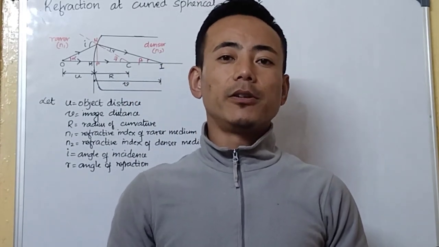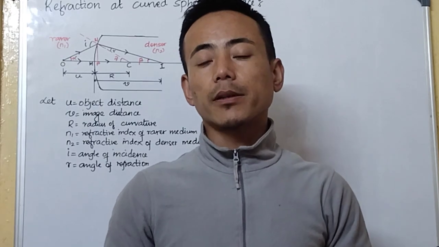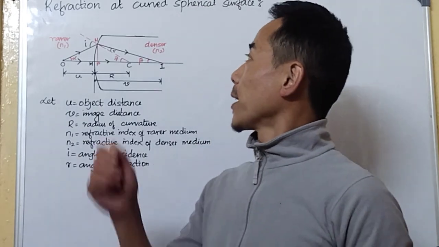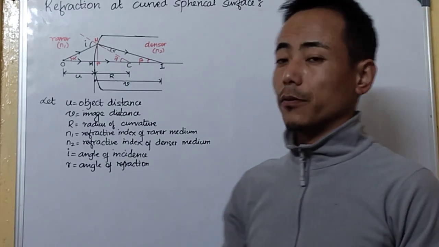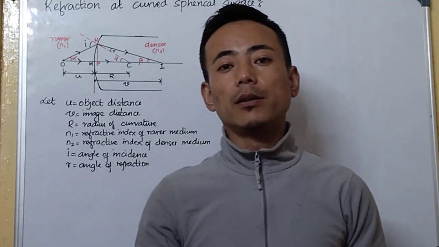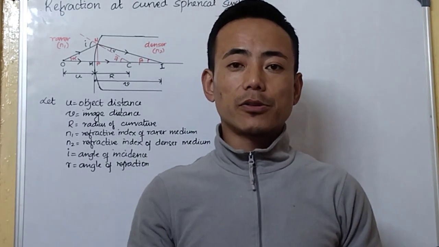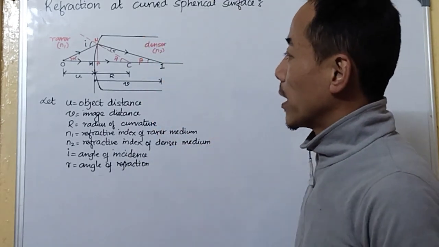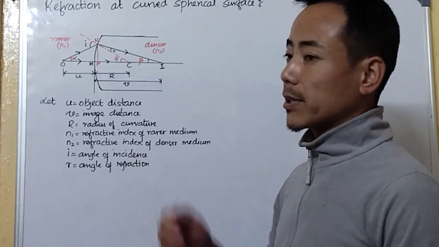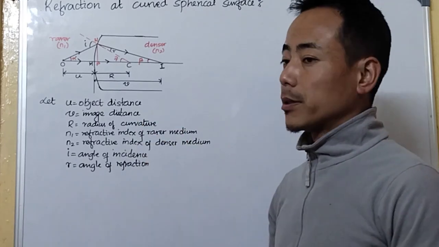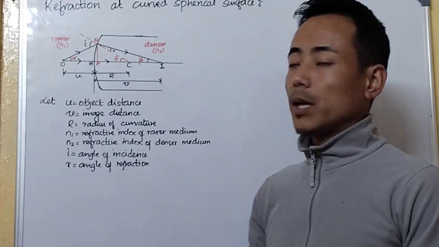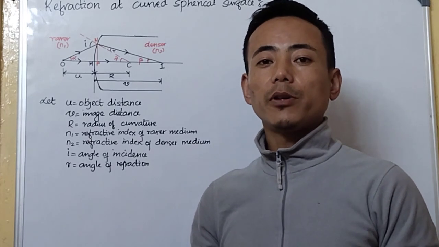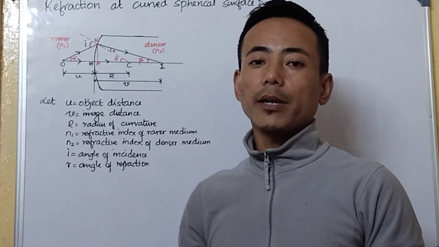So today in this video we'll be discussing one derivation, and the topic of the derivation is refraction at curved spherical surface. So this is from the chapter Ray Optics for class 12. Alright, so let's do this derivation. So I have drawn this diagram. You can see the diagram. Let me explain this diagram and then I'll explain the terms and we'll do the derivation. So this same question can also be asked mentioning the relation between U, V, R, N1 and N2.